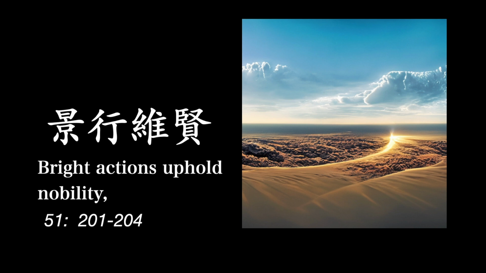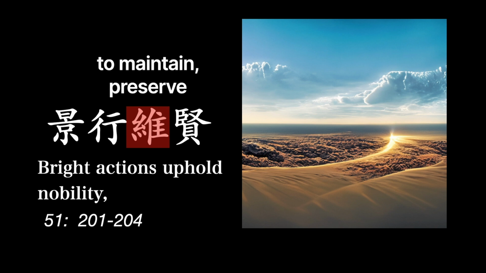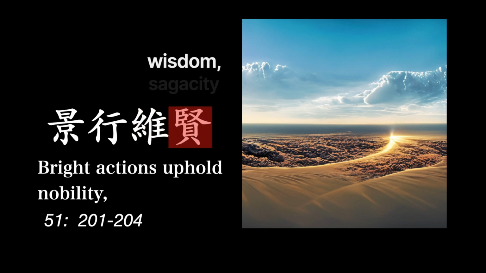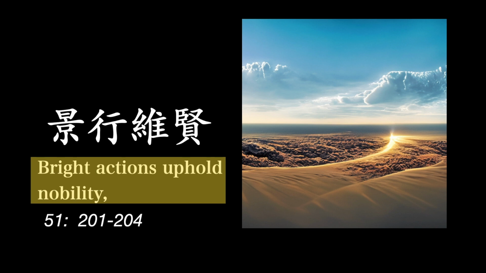Let's look at line 51, character by character. The first character here means view or bright. The next means to go about. The third character means to maintain or preserve. The last one here means wisdom or sagacity. The translation reads, bright actions uphold nobility.